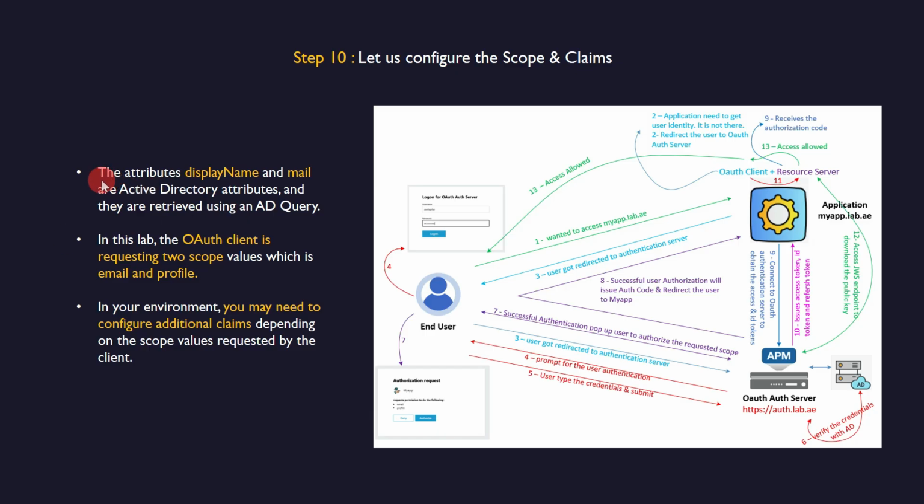Important point to note here. The attributes displayName and mail are Active Directory attributes. They are retrieved using an Active Directory query. In this lab, the OAuth client is requesting two scope values, which are email and profile. In your environment, you may need to configure additional claims depending on the scope values requested by the OAuth client.